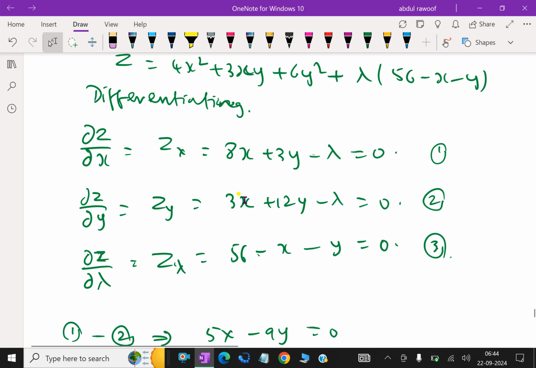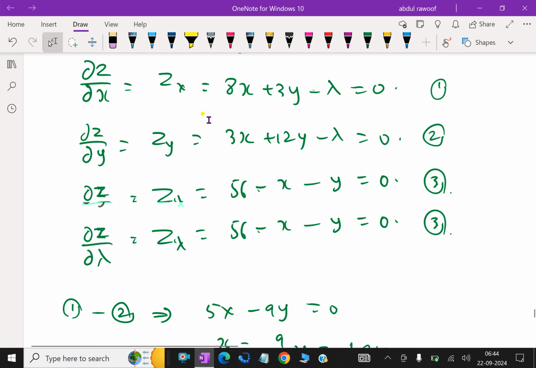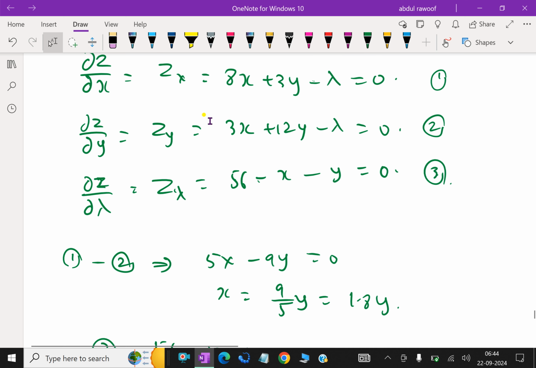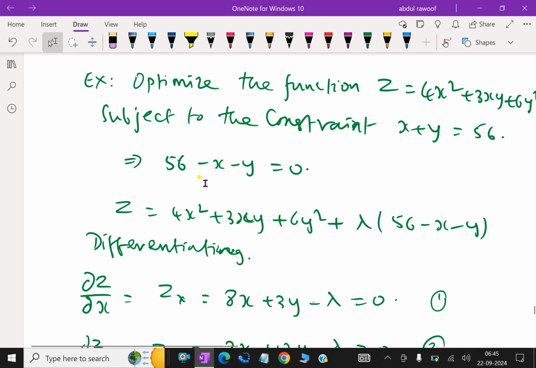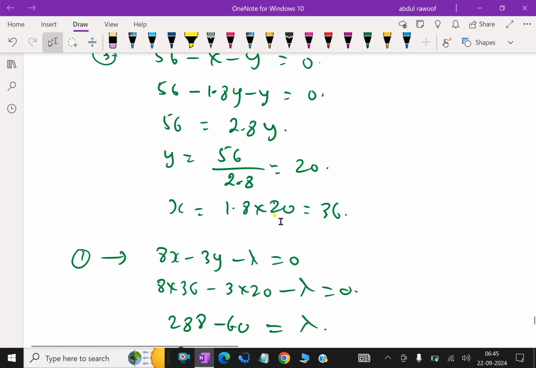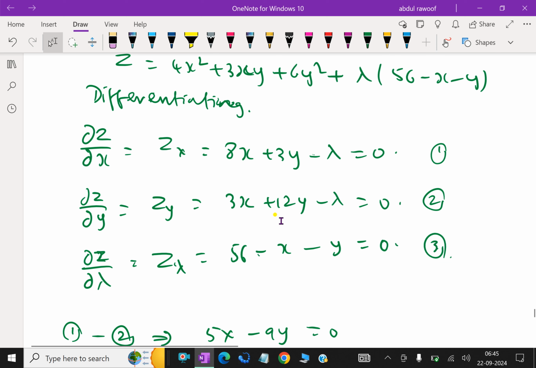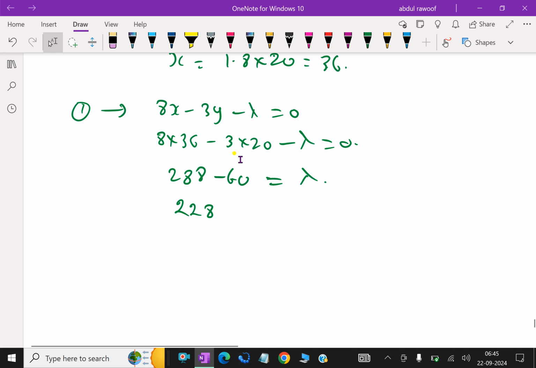Look at here. Here we are getting 56 minus x minus y equal to 0, and 8x plus 3y minus lambda equal to 0.